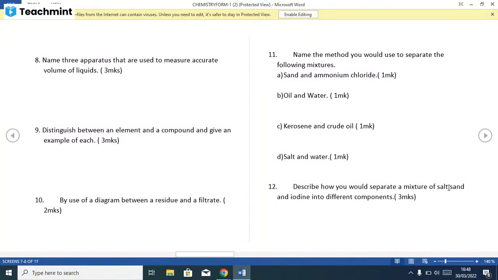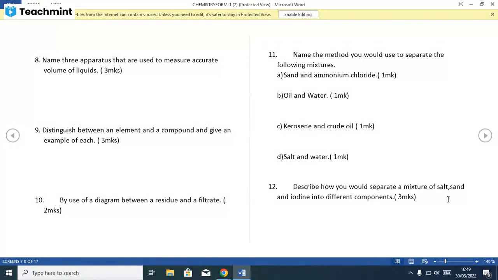How will you separate? How will you obtain? There is something that is missing. You have said add water to the mixture. Salt will dissolve. Sand and iodine will remain as a residue, insoluble. So what will you do to separate? You'll filter. Yes, filter, to remain with sand and iodine.